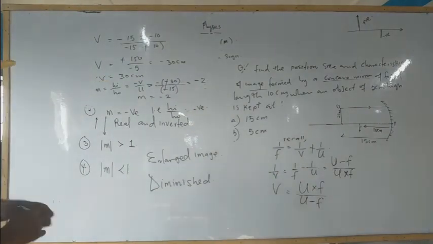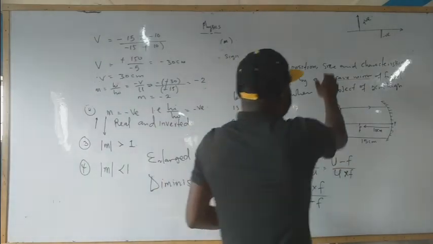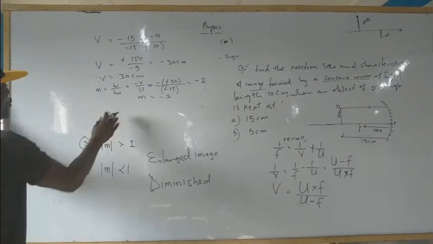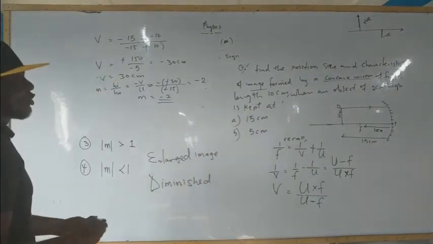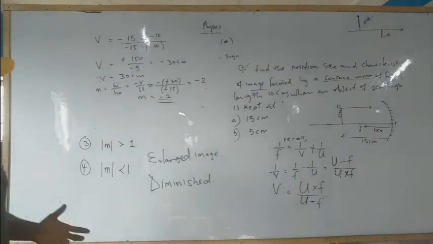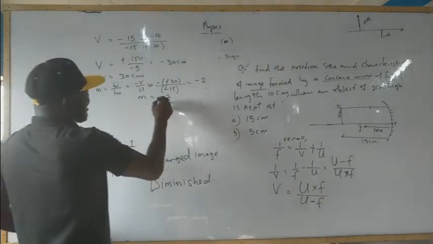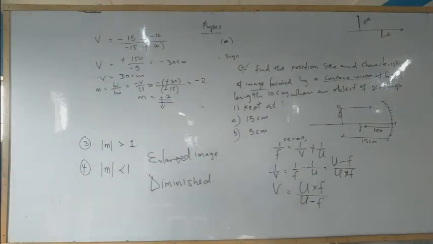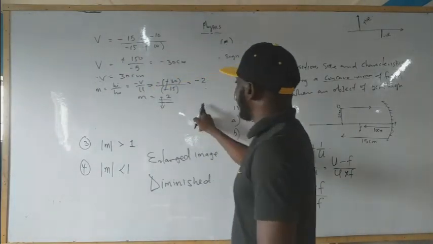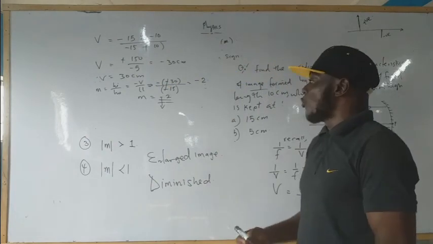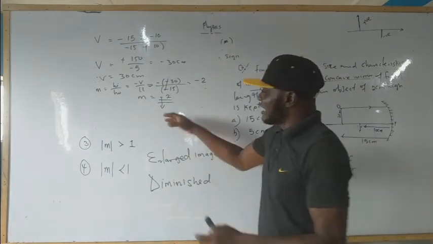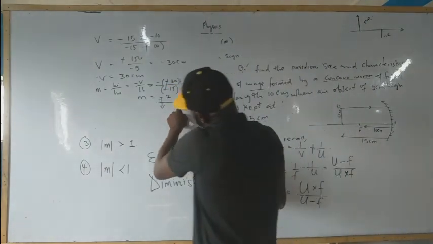So since the magnification is minus 2, what can we say now? From there we can deduce the size. Then what will be the characteristics of the image? Since it's negative, we should know that it is inverted. Remember from the rules of image formation, the characteristics using magnification: since it's negative, the image formed will be inverted.